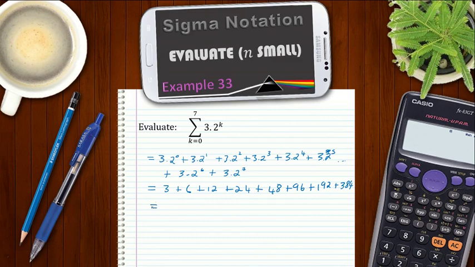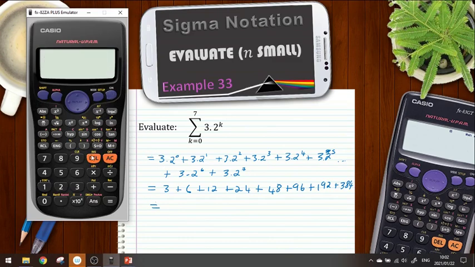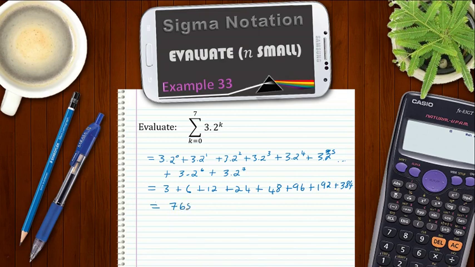Alright, so now we just add all of these up. That gives us 765. Okay, so that is done then. But this one is actually quite long. This one could actually be classified in the next section, where it might have been easier to do this using the method that we're going to look at in the next section.